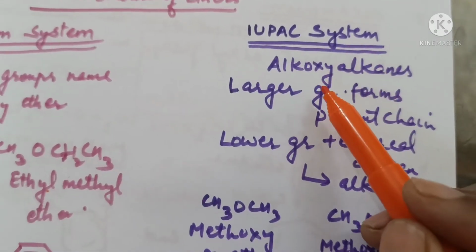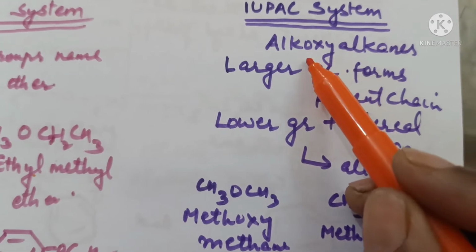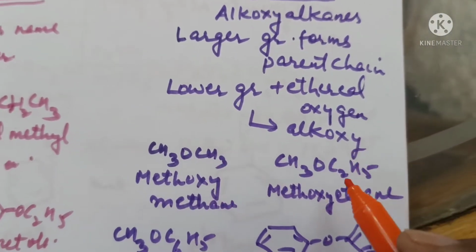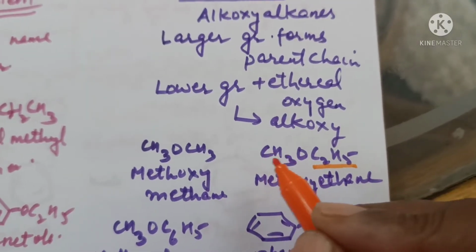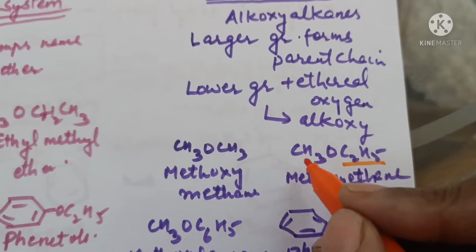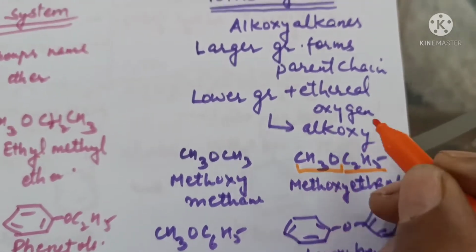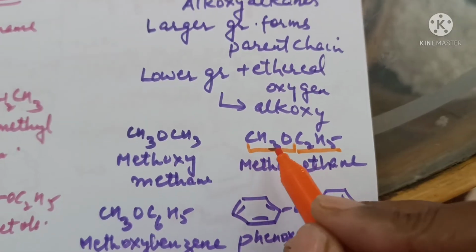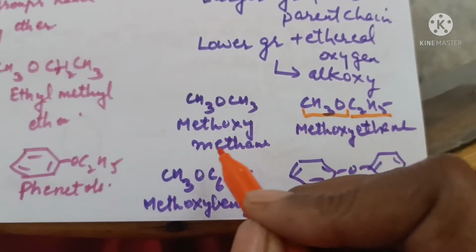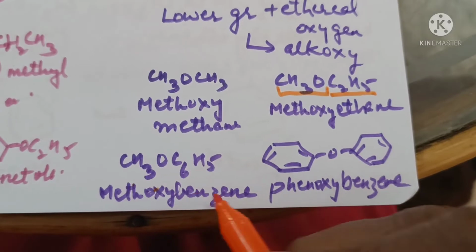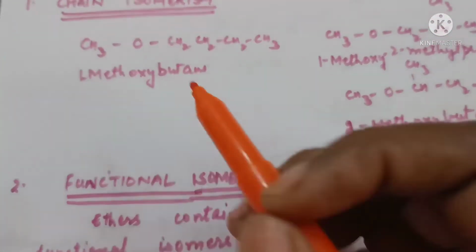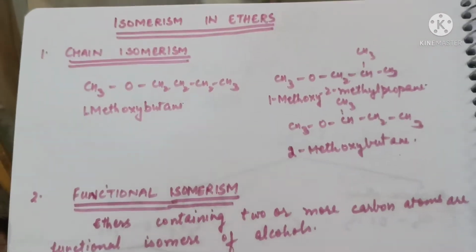In the IUPAC system, the ethers are named as alkoxyalkane. The larger group forms the parent chain, and the smaller group plus ethereal oxygen will make the prefix alkoxy. The name will be methoxyethane. This will be methoxymethane, methoxybenzene, and phenoxybenzene.